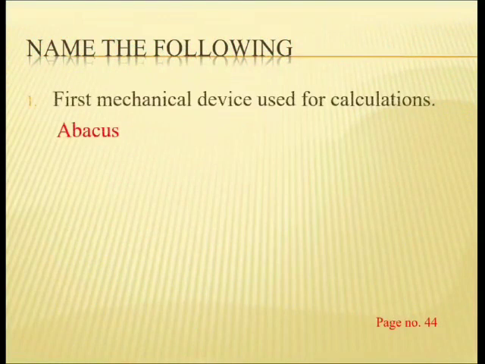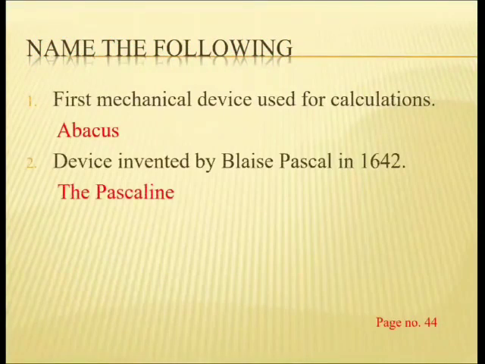Question first is first mechanical device used for calculations. Answer is abacus. Abacus was the first mechanical device that is used for addition, subtraction, multiplication and division. Second is device invented by Blaise Pascal in 1642. Answer is the Pascaline was invented by Blaise Pascal in 1642 and it is also called as the arithmetic machine.